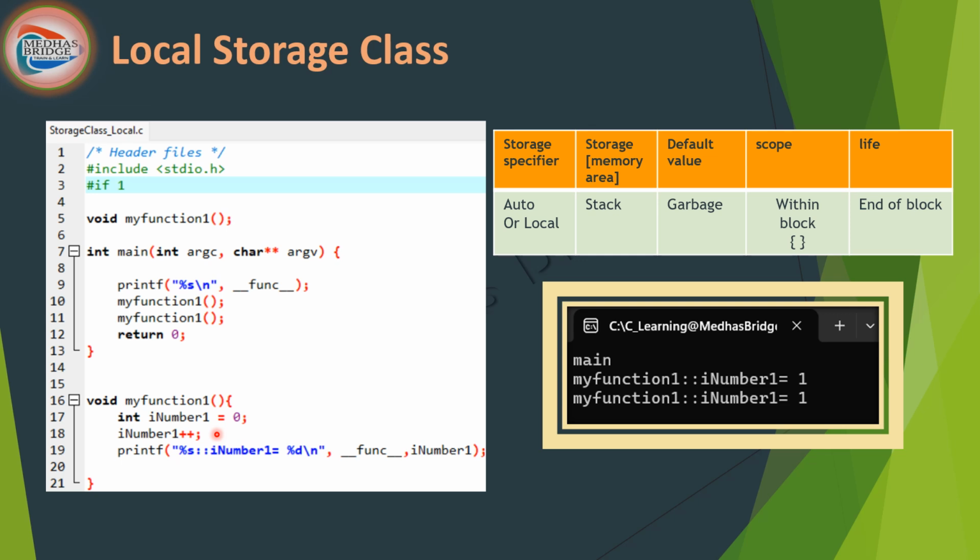The scope is limited to the block that we discussed. Within the block you can see the variable. Outside of the block you can't access this variable. If you try to access this variable from main, you cannot, because of scope and visibility. So its life ends at the end of the block. The minute you come out of the end of the block, you're done. Got it? This is how a local storage class works.